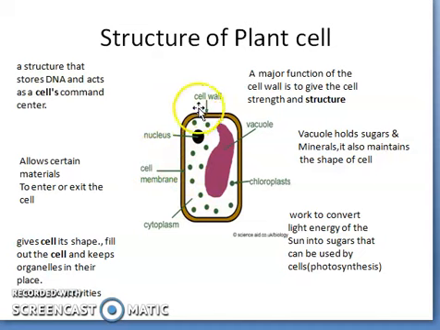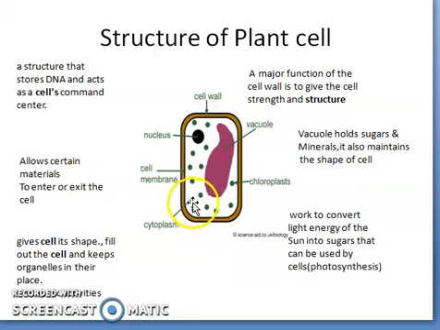The next thing you can see here, two boundaries, a double line over there. The inner line is called the cell membrane. It allows certain materials to enter or exit the cell. Fine. The third organelle is cytoplasm.